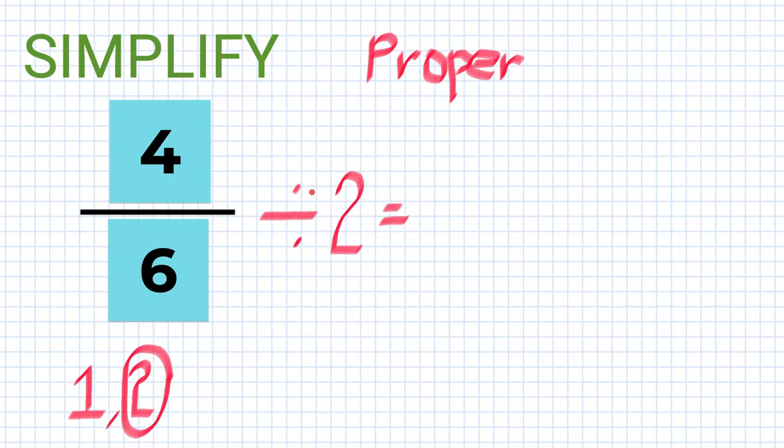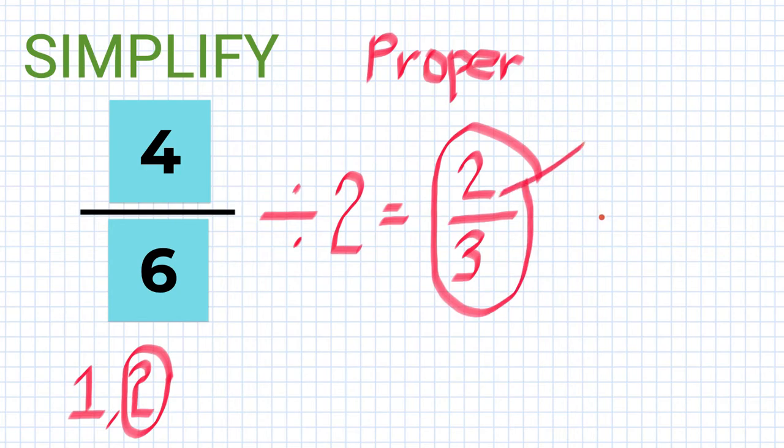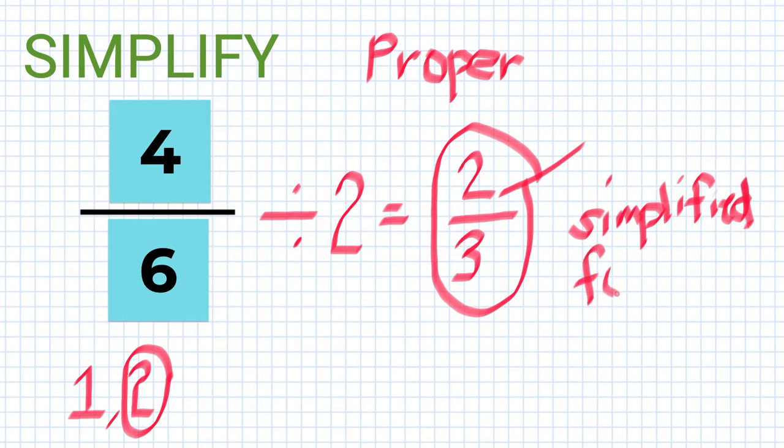So, 4 divided by 2 is 2, and 6 divided by 2 is 3. So 2/3 is now the simplified form. Now you would ask me, Sir or Mr. Brian, why is it that we will not use 1? Simply because if you use 1 here, you will have the same answer. 4 divided by 1 is 4, 6 divided by 1 is 6. So you did not simplify the fraction. So we will not use 1 in dividing the numbers.